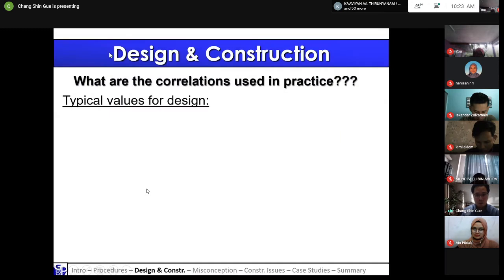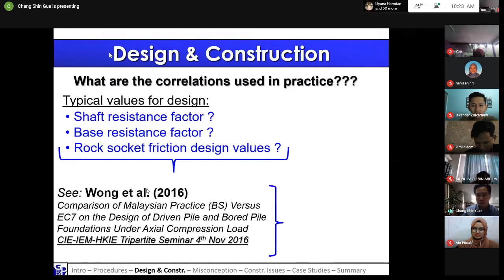So I hope you'll find this useful. This paper will be useful for your design project.